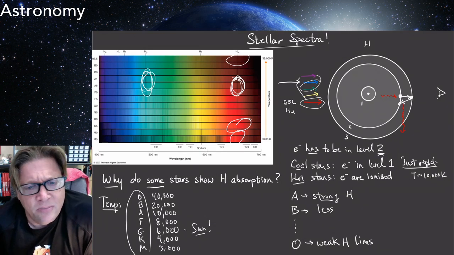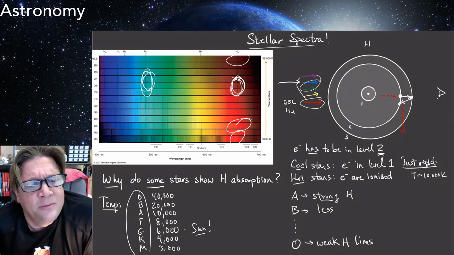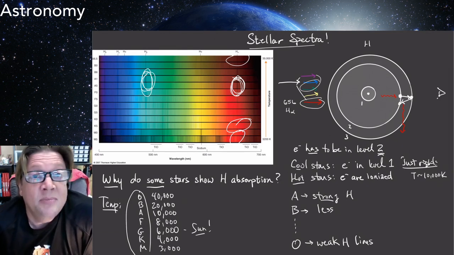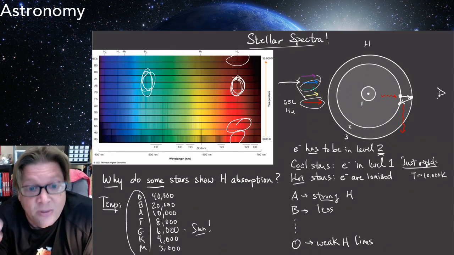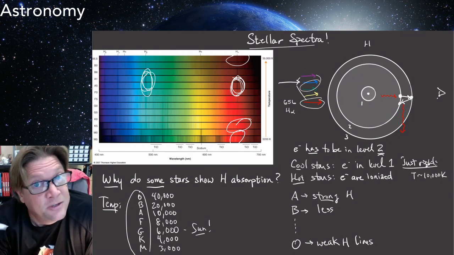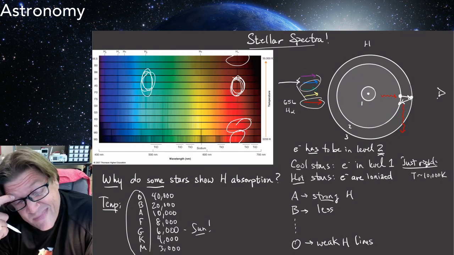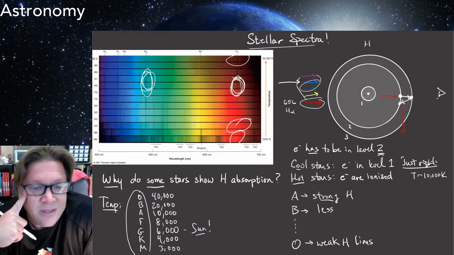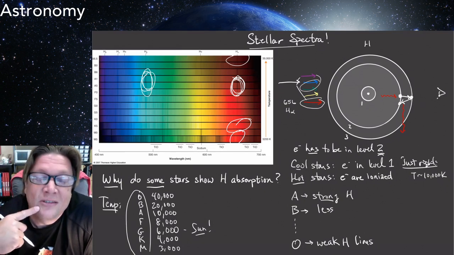With the letters all jumbled up, it's sort of important to remember these in order, because in the future, whenever we talk about O and B stars, right away that should trigger in your head, right, those are the hot ones. Or if I say K's and M's, that should mean the cool ones. And so there's nothing else to do really but just memorize the sequence.